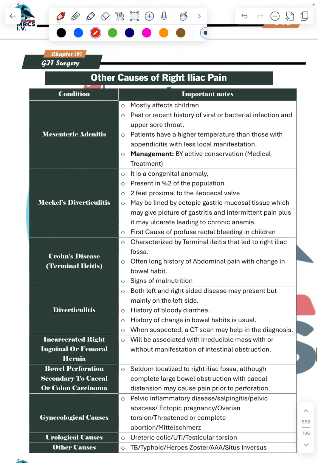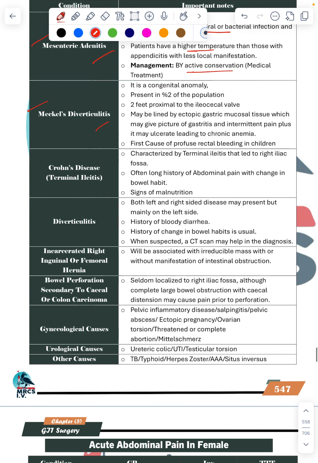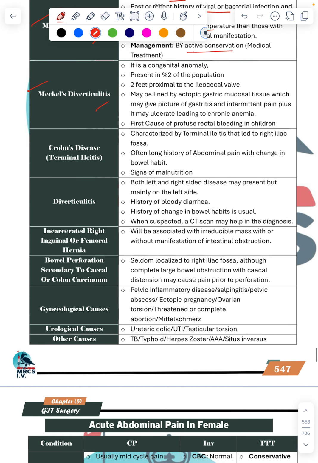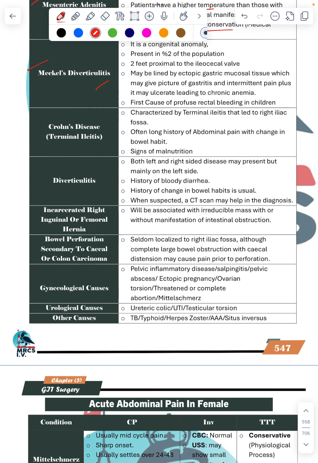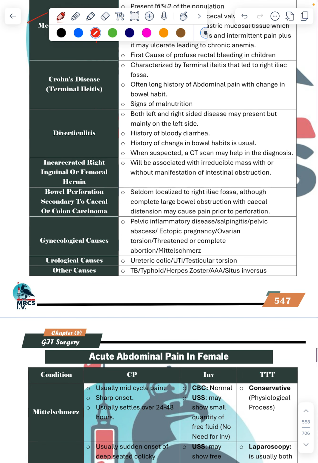Other causes of right iliac fossa pain include mesenteric adenitis, which mostly affects children. If there is a history of viral fever, with a higher temperature than in appendicitis and less local manifestation, antibiotics have to be given. Meckel's diverticulitis is seen in 2% of the population. Crohn's disease is characterized by terminal ileitis. Diverticular disease, cecal diverticuli, and an incarcerated right inguinal hernia may cause severe abdominal pain on the right side, in the iliac fossa.